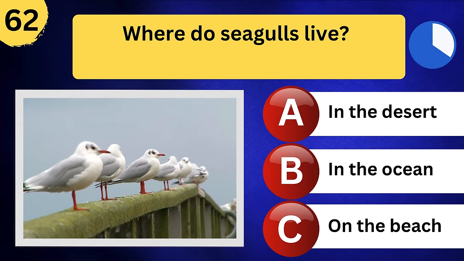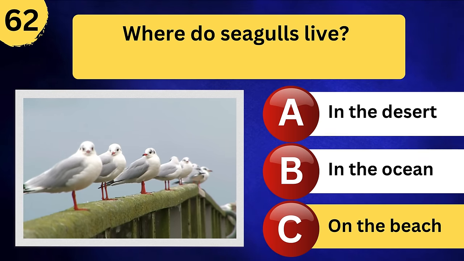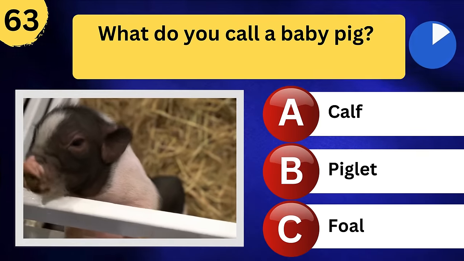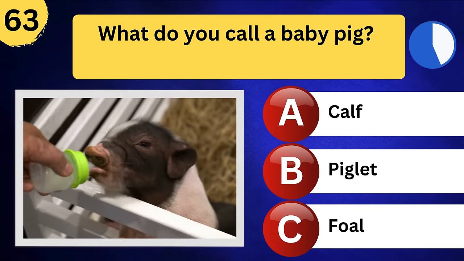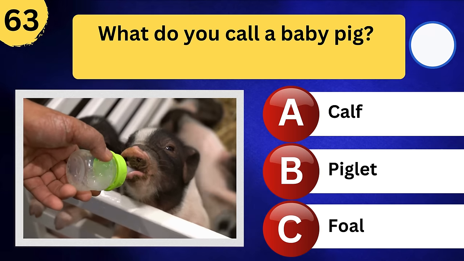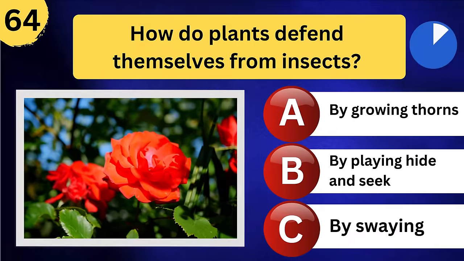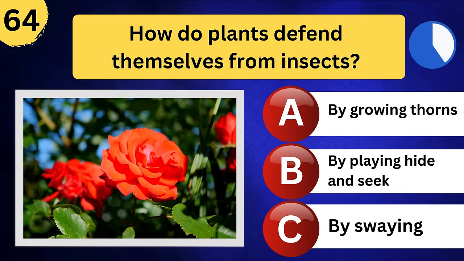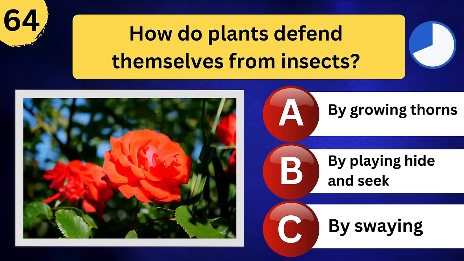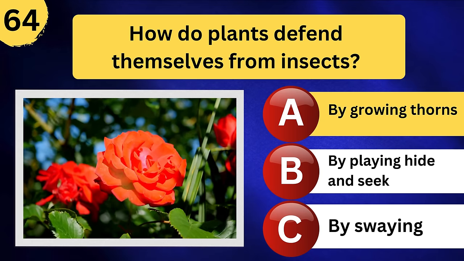Where do seagulls live? On the beach. What do you call a baby pig? Piglet. How do plants defend themselves from insects? By growing thorns.